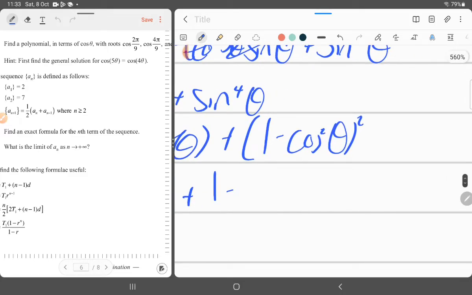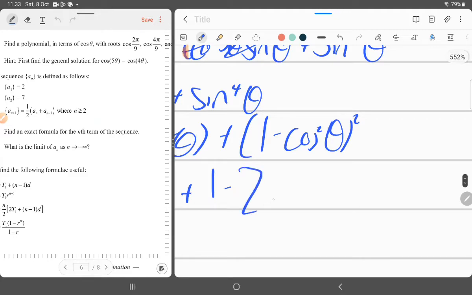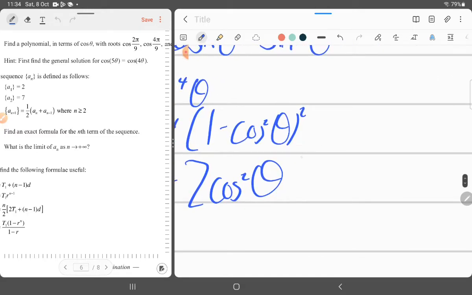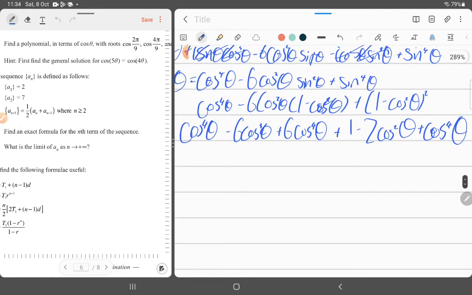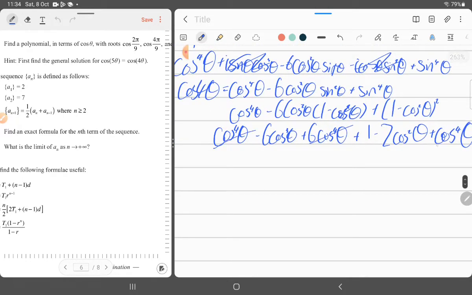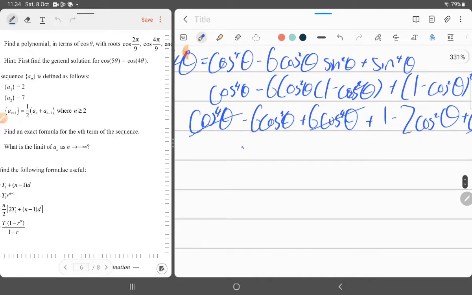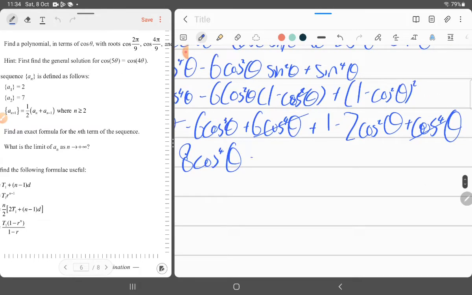Take away 2 cosine squared theta plus cosine 4 theta. So it cancels out, cancels out, cancels out. 8 cosine theta and 6 cosine cubed theta. Take away 2 cosine squared theta plus 1. Is that it? Right.